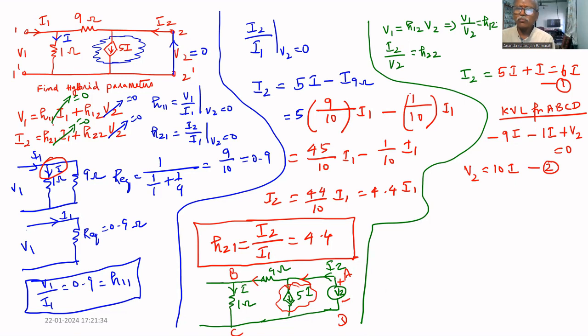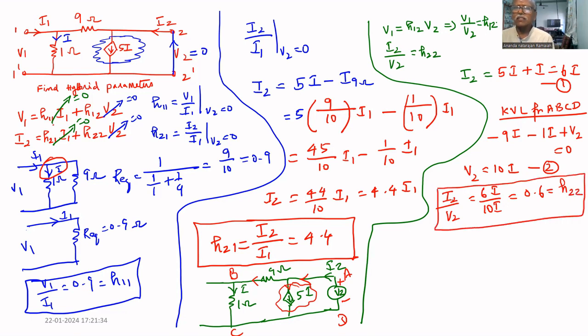What we need is I2 by V2. Therefore, I2 divided by V2 equal to 6I divided by 10I, that is equal to 0.6, that is equal to H22. We got H22.